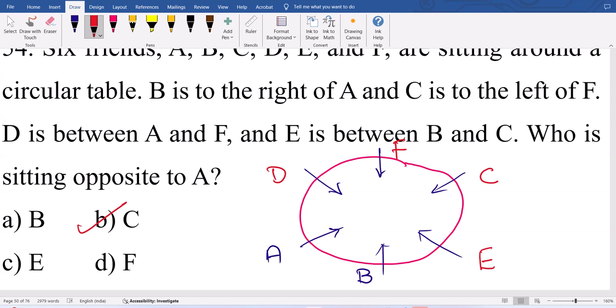We just observe B is to the right of A. D is between A and F. Between means exactly between, we should consider here. E is between B and C. And you can observe that is also satisfied. C is to the left of F is automatically satisfied.